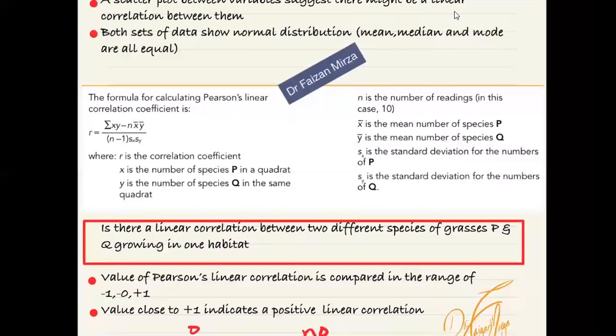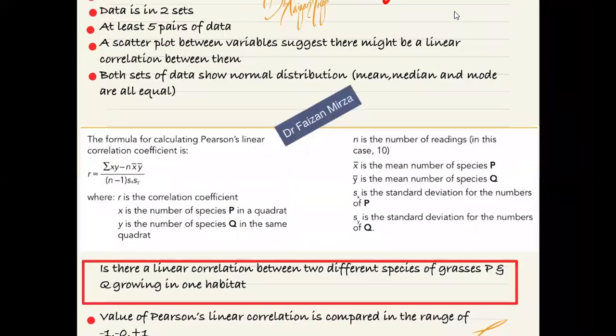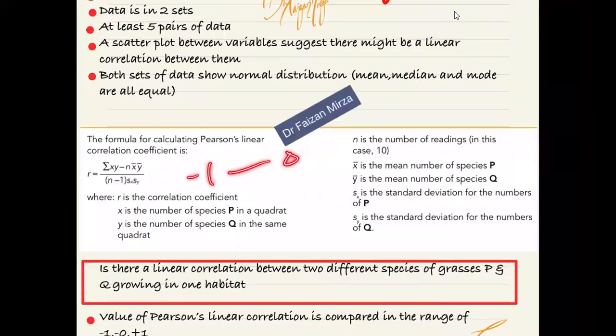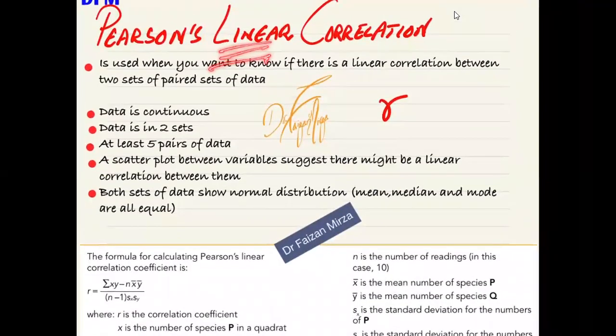You have the value of r, and the value of r that you get, you just compare it with the range of -1 to 0 to +1, and you will say whether the correlation is significant positive, or significant negative, or it's a weak correlation, or it's a strong correlation, linear correlation, because Pearson is always just linear correlation.